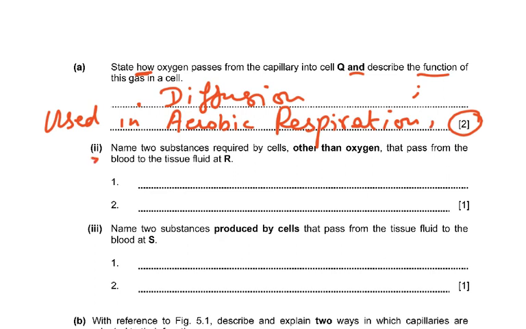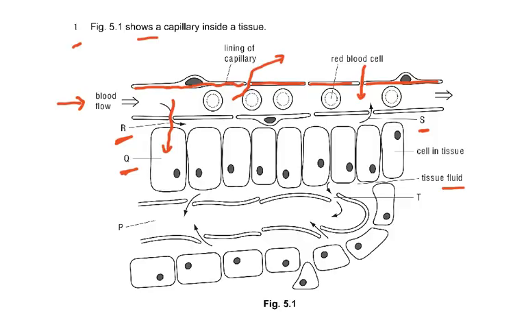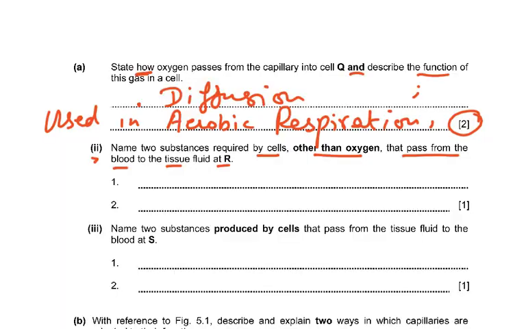Now it says part 2, name 2 substances required by cells other than oxygen that pass from the blood to the tissue fluid at R. So let's look at R. Here, what is going to name 2 substances? So when I say name 2 substances, then you need to be very clear what are you going to name. So what passes out is water. What passes out is glucose. You cannot say sugars, because sugars can be anything and they don't pass out. It's only glucose that passes out.